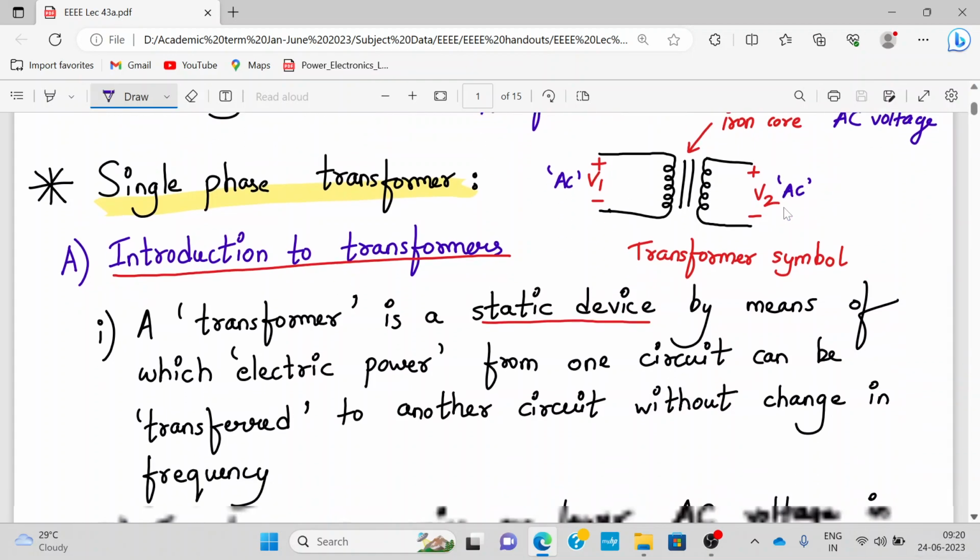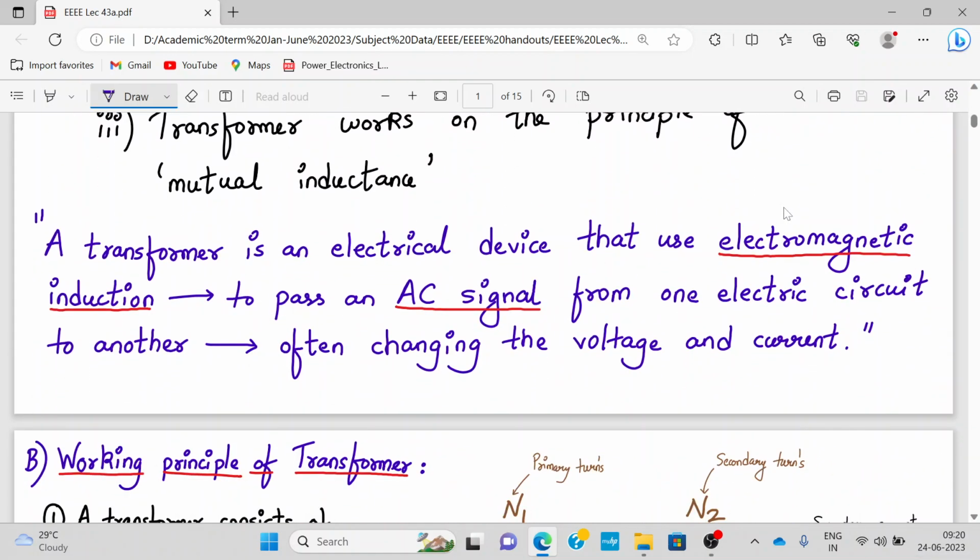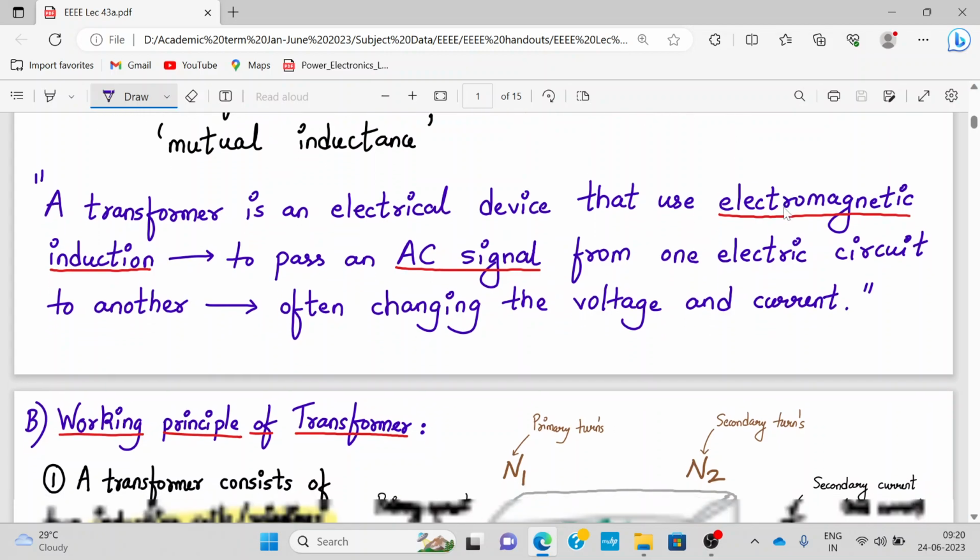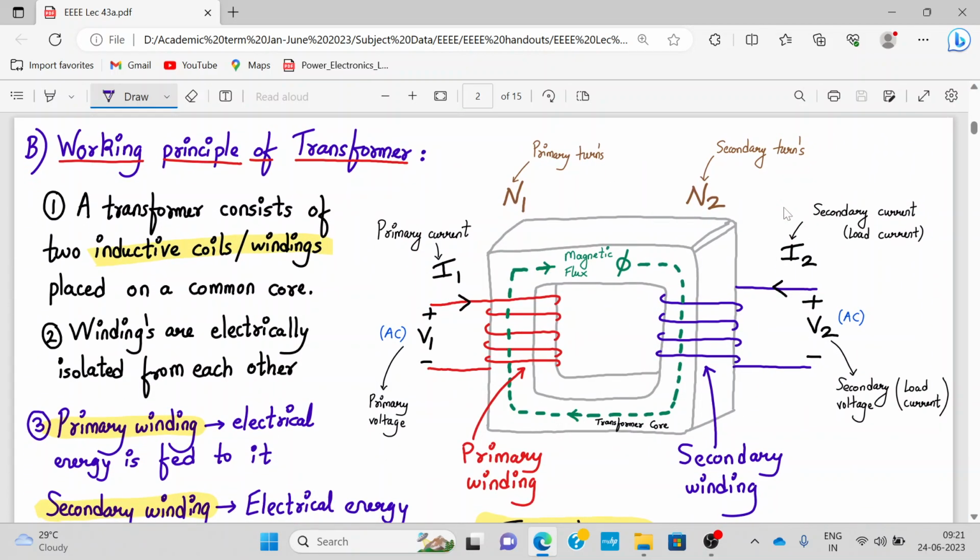Alright. So a formal definition of a transformer is: a transformer is an electrical device that uses electromagnetic induction to pass an AC signal from one circuit to another, often changing the voltage and the current along with it. Alright, so that's the introduction to transformers. Let's move on to the working principle of a transformer.